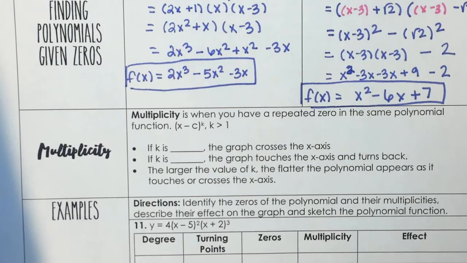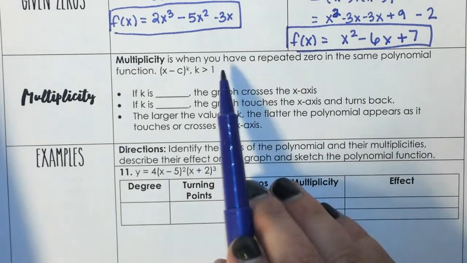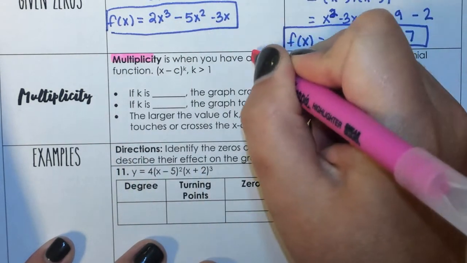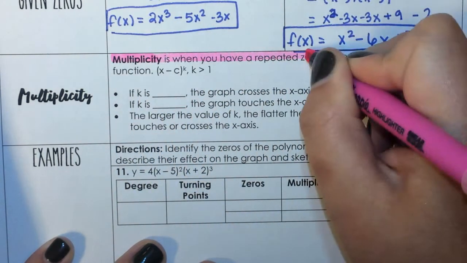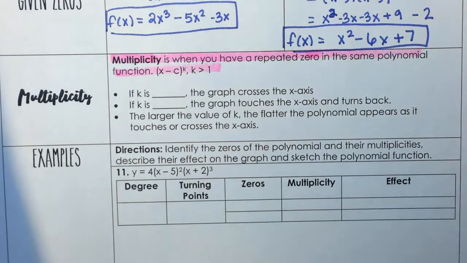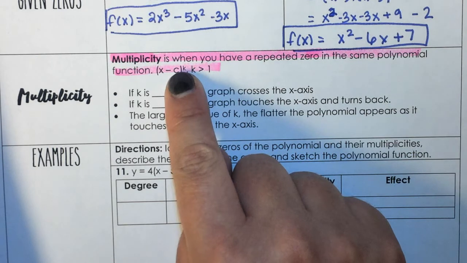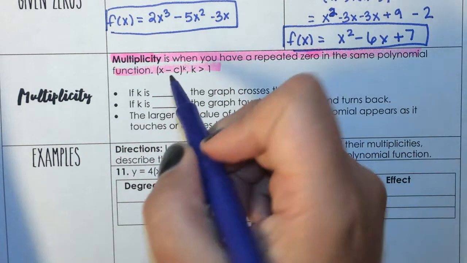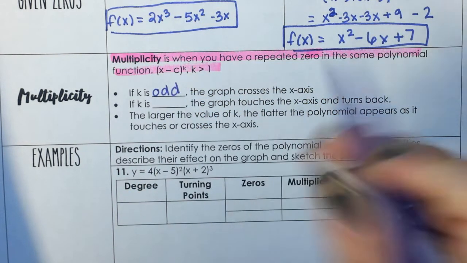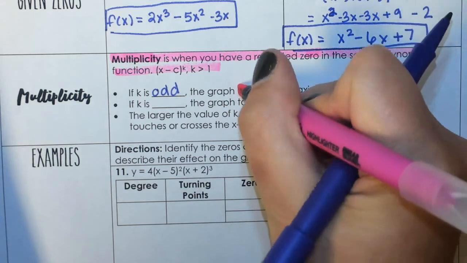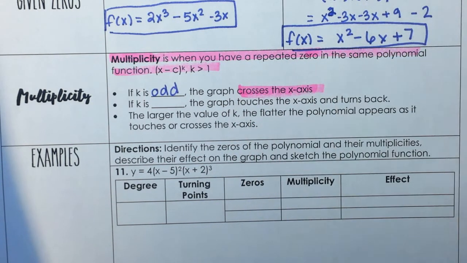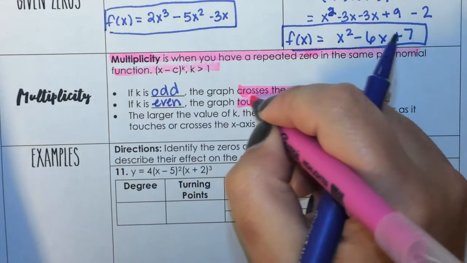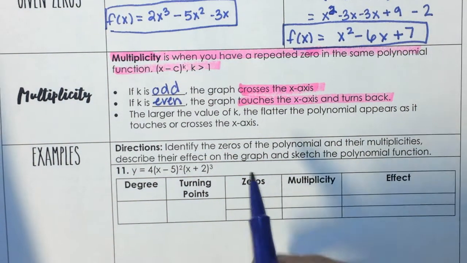So we kind of talked about multiplicity the other day in class. So multiplicity is when you have a repeated 0 in your polynomial function. So in this case, that k is just indicating your degree of your particular linear factor. So if your k value is odd, your graph is going to cross the x-axis in particular. And if k is even, your graph is going to touch the axis and turn back around. Okay? And this is also very important.